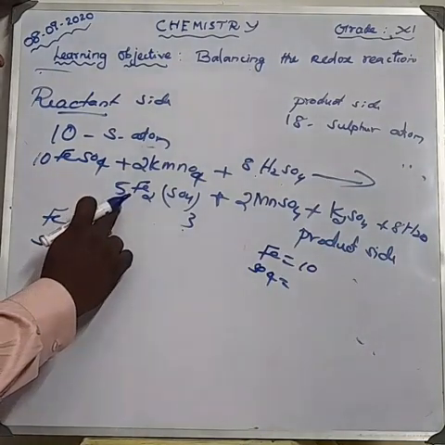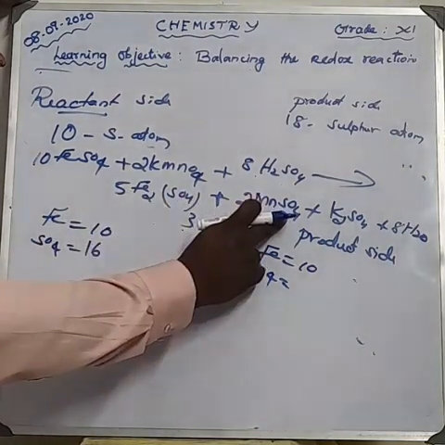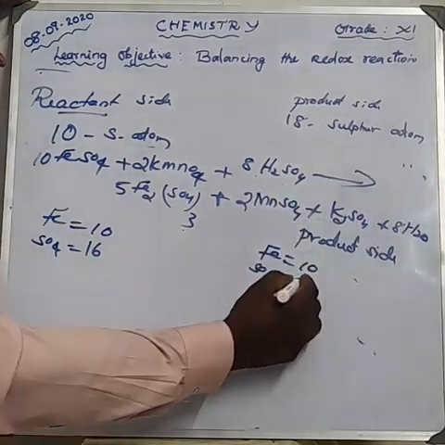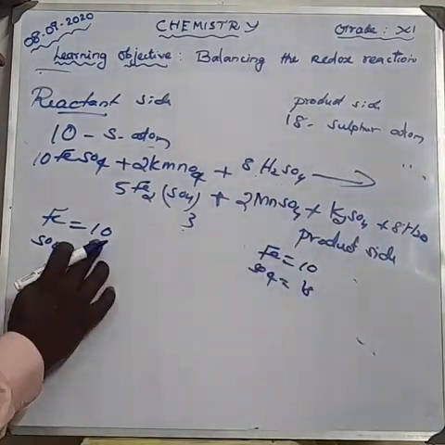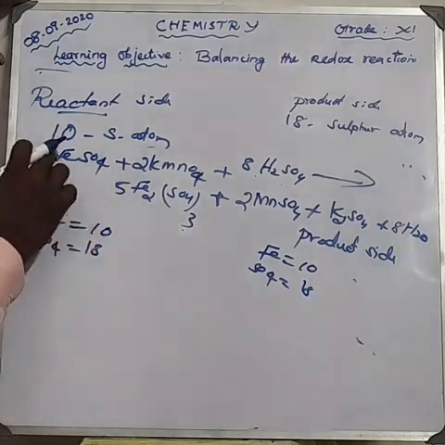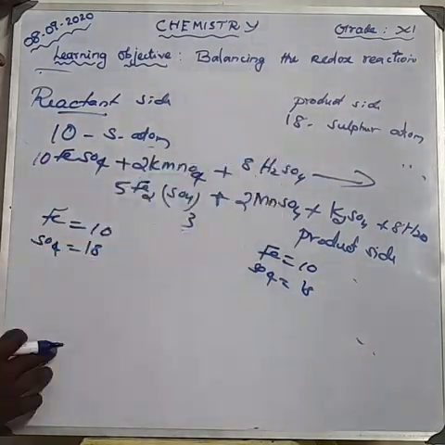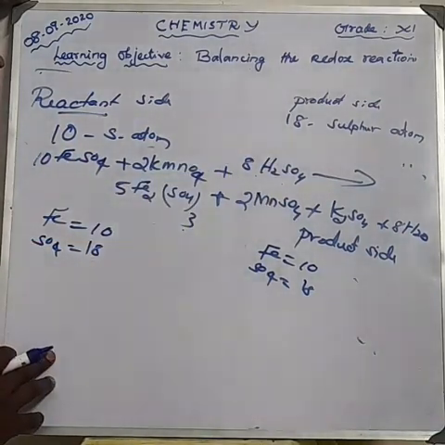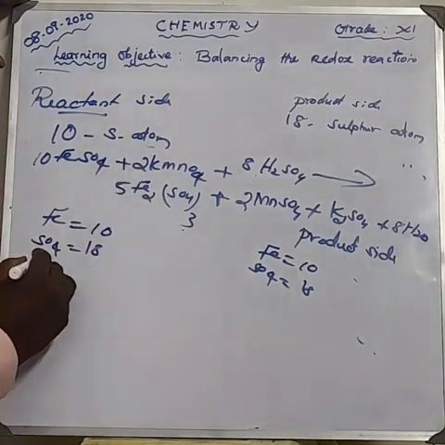5 times 3 is equal to 15. 15 plus 2 is 17. 17 plus 1 is 18. Okay, here it is not 16, it is 18. Am I right? 10 plus 8, 18. Okay. Next, about potassium.